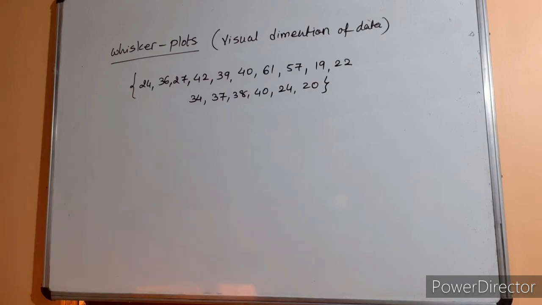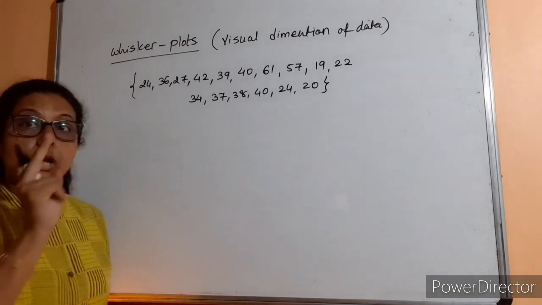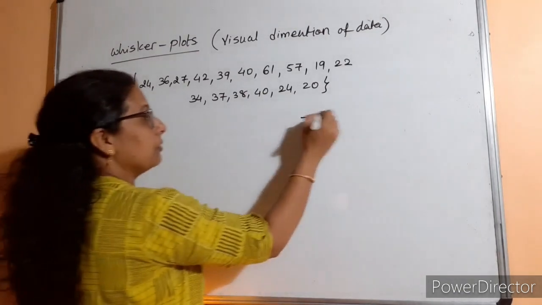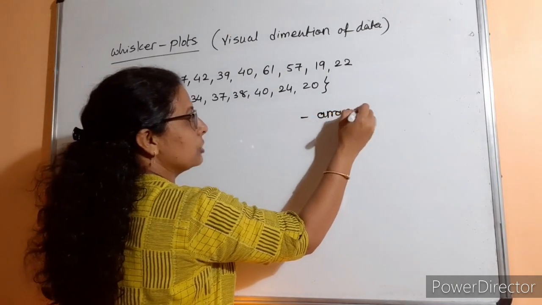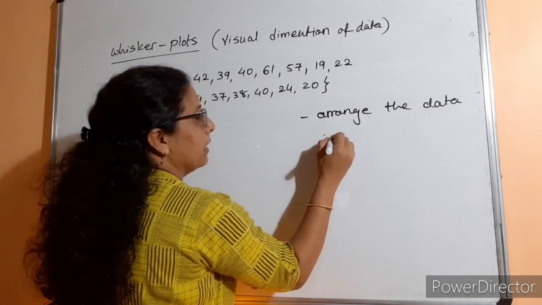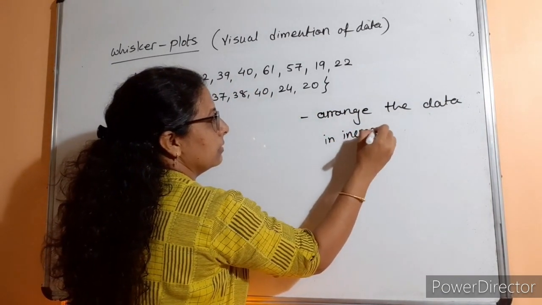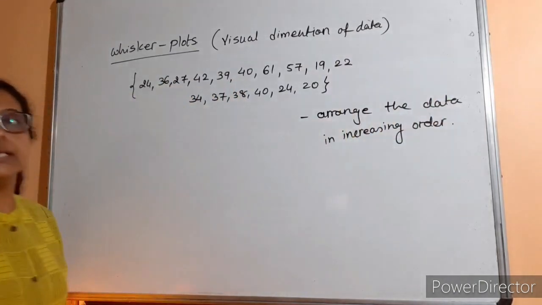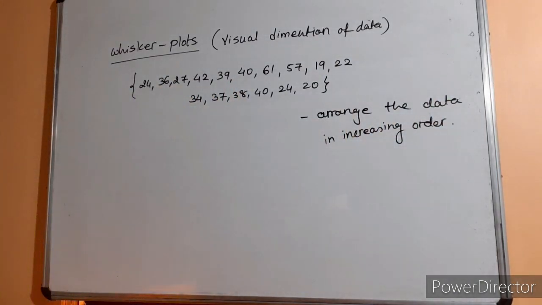So first of all, you want to know the lowest value and the highest value. For that, you have to arrange the data in increasing order.